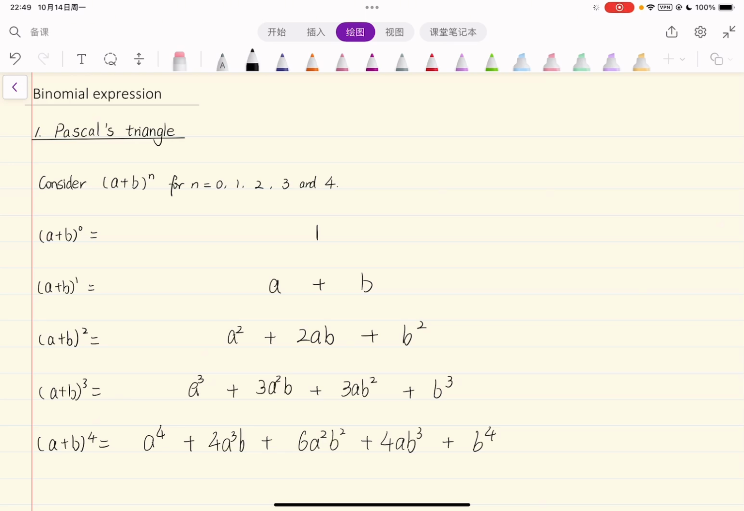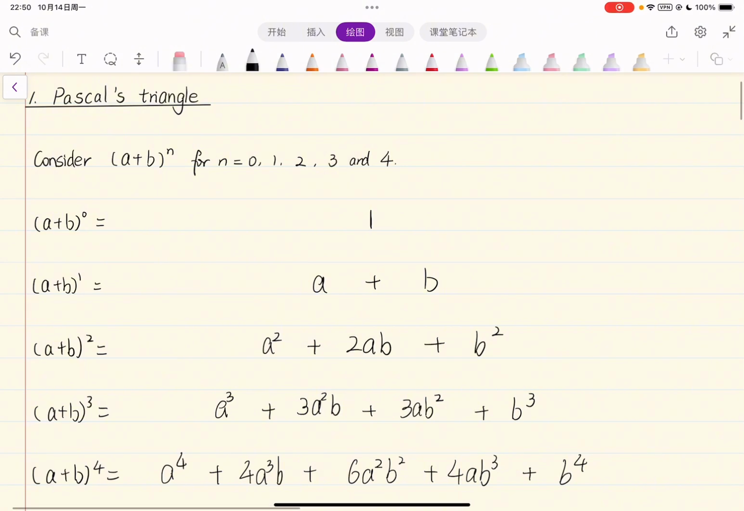So (a + b) to the power of 0 equals 1, (a + b) to the power of 1 is a + b, and so on. Now we only focus on the coefficient of each term. So in the first row, we have (a + b) to the power of 0, the coefficient is 1. And for the second row, (a + b) to the power of 1, we have the coefficient 1 for the first term, and the second term is also 1.